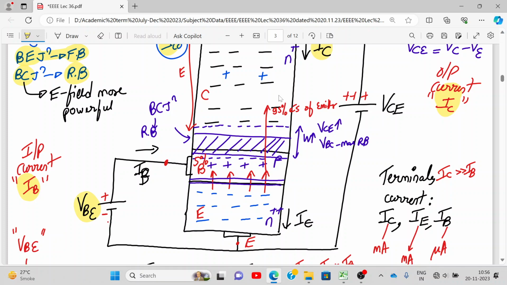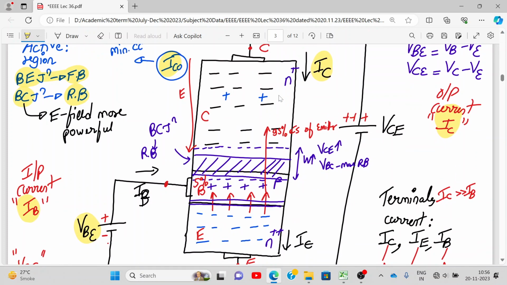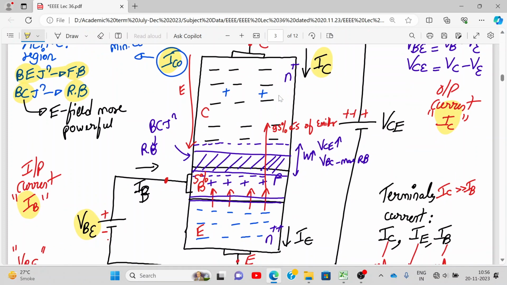Which is the biggest current among the three? Emitter current. Which is the next almost equivalent current? Let's say emitter current is 10 lakh. What is the collector current? 9,60,000, as I've told you, and the remaining 40,000 is the base current. This is how the BJT operates in the simplest of explanations.